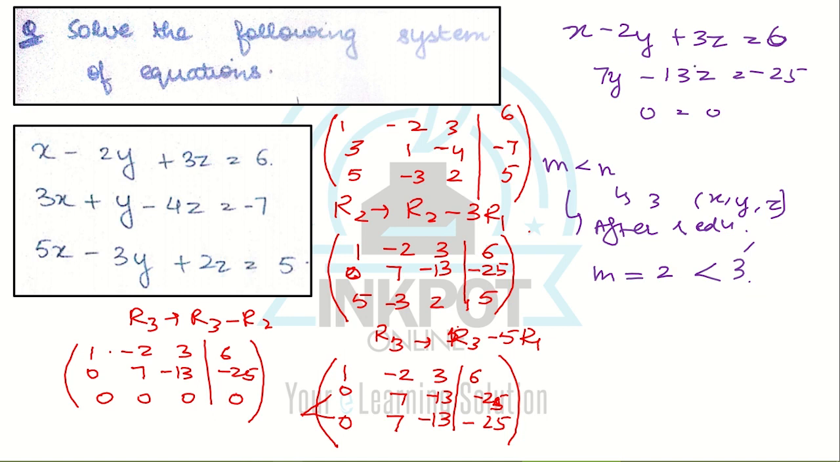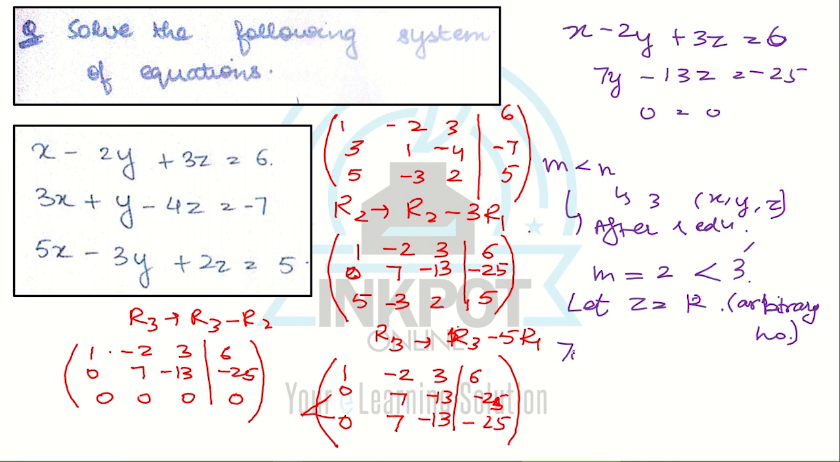Okay. So now that you have this, what you will now get is the following. So you have 7y minus 13z is equal to minus 25. Let z be any arbitrary number equal to k. This is precisely what you're supposed to write: let z be equal to k, which is any arbitrary number.